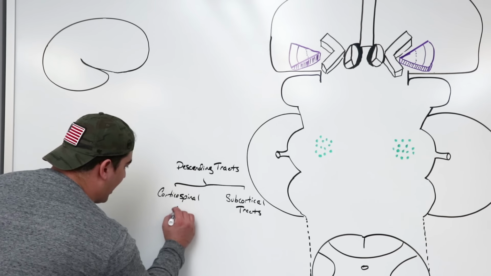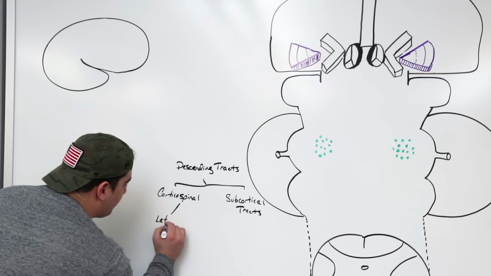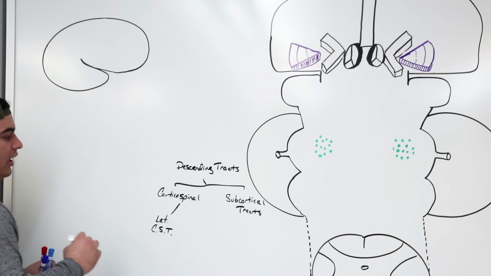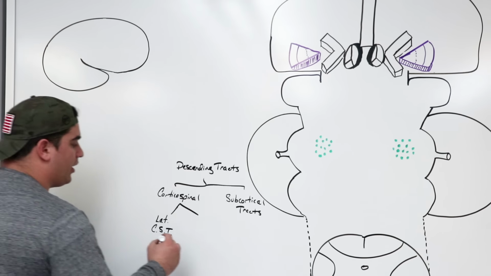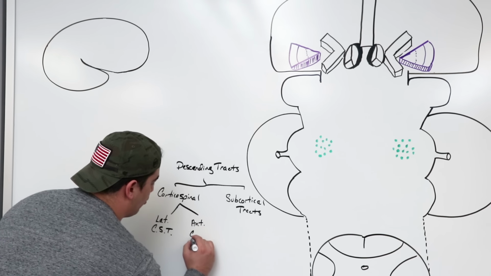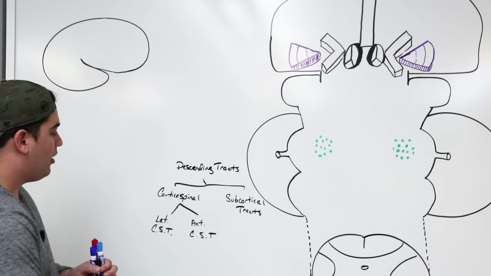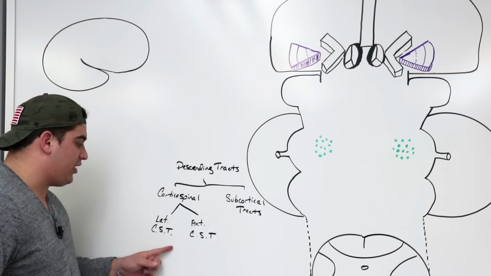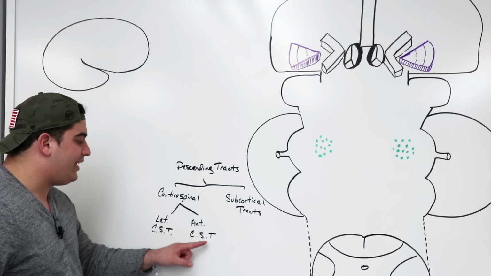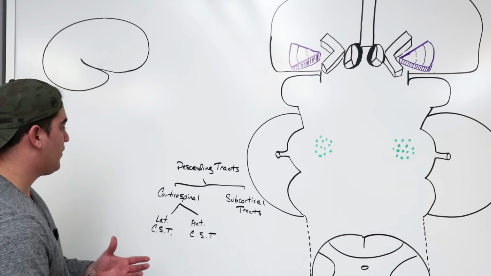And there are going to be two types here. One is what's called the lateral corticospinal tract. And the other one is the anterior or ventral corticospinal tract. We're going to talk about these two. The more important one, which controls your distal limb musculature, is the lateral corticospinal tract, and the anterior is more for the axial musculature, and we'll talk about that.